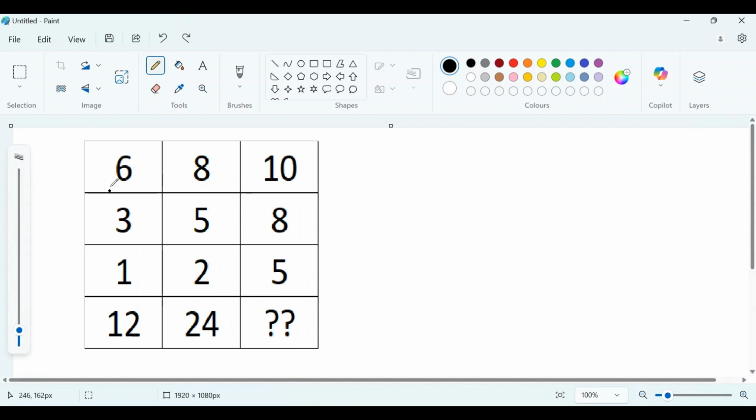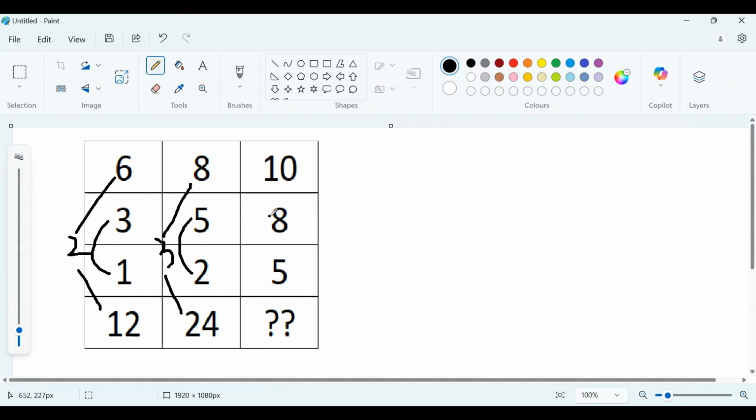As you can see column wise, if you observe closely there is a logic between these three numbers, that is this 3 and this 1. 3 minus 1 if you do you will get 2, right? So that 2 multiplied with this 6 you are going to get the answer, that is 12. Similarly 5 minus 2, there you are going to get the answer 3, and this 3 multiplied with 8 you are going to get the answer as 24.